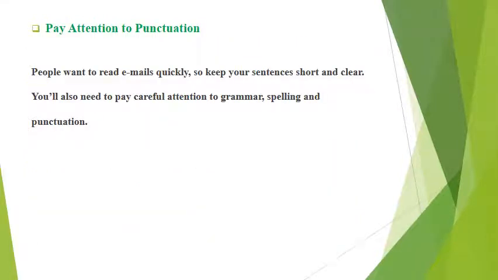Pay attention to punctuation. People want to read emails quickly, so keep your sentences short and clear. You will also need to pay careful attention to grammar, spelling, and punctuation.